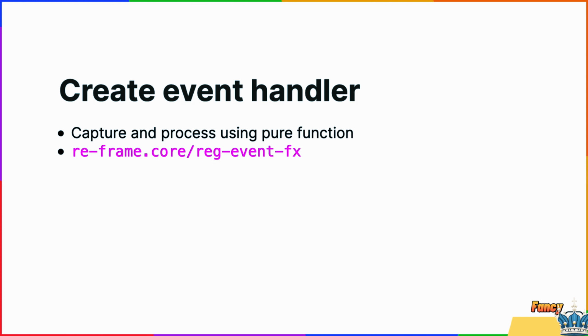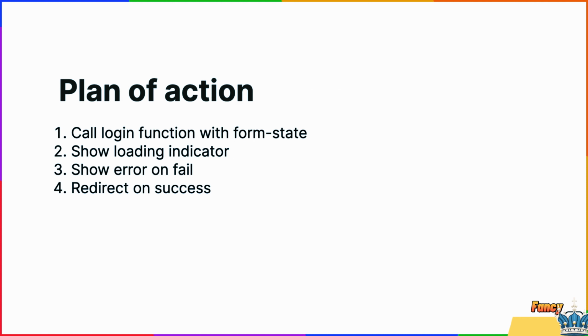Next, we can create an event handler for this ID. We dispatched an event, now we need to capture and process it using a pure function. For this, we need the re-frame.core/reg-event-fx function. Before creating event handlers, it is a good idea to consider the plan of action. We need to call the login function with email and password in the form. We might need a loading indicator. If the login fails, we need to show an error message. And if the login succeeds, we need to save the user to cache and redirect to some private route.